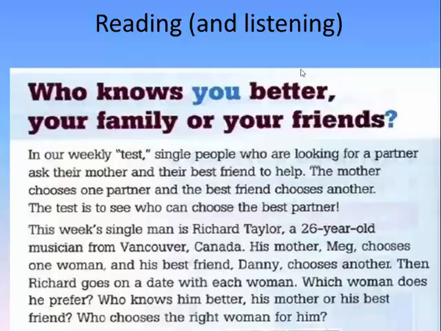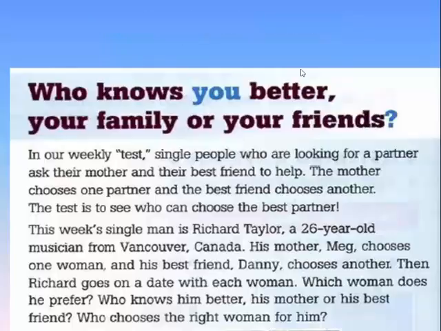This week's single man is Richard Taylor, a 26-year-old musician from Vancouver, Canada. His mother, Meg, chooses one woman, and his best friend, Danny, chooses another. Then Richard goes on a date with each woman. Which woman does he prefer? Who knows him better, his mother or his best friend? Who chooses the right woman for him?